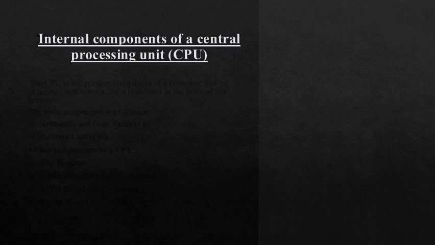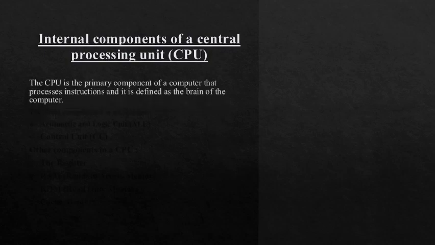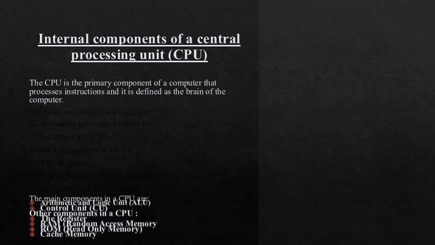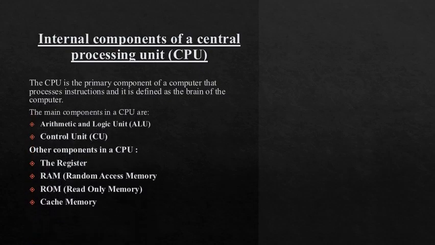Internal components of a central processing unit. The central processing unit is the primary component of the computer that processes instructions, and it is defined as the brain of the computer. The main components in a CPU are the arithmetic logic unit and control unit, and the other components in a CPU are the register, RAM, ROM, and cache memory.